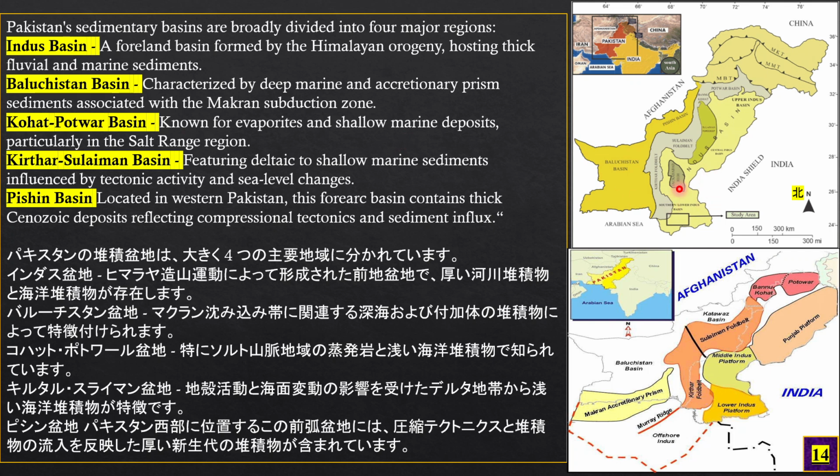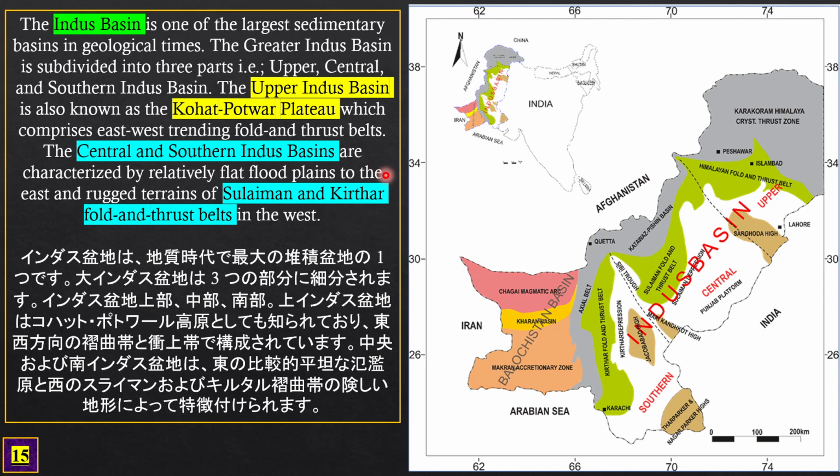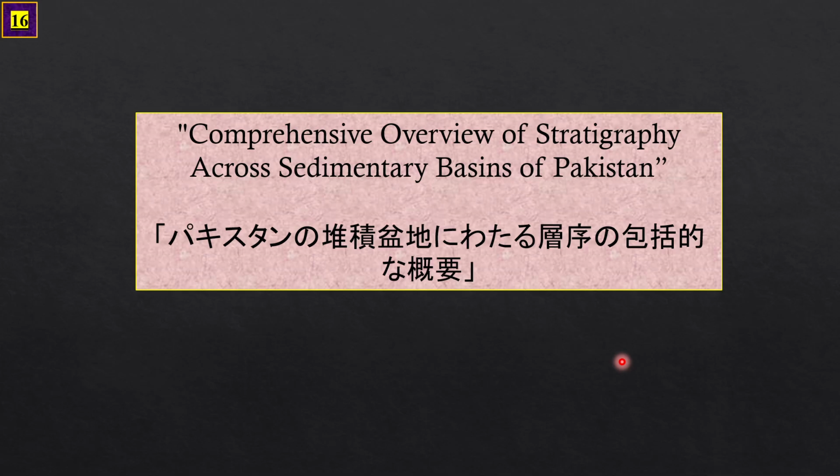These are the different basins: the Indus Basin, Balochistan Basin, and the Kohat and Kirthar basins. These are the different rocks present in these sedimentary basins. The Indus Basin is divided into upper and lower basin, but mostly people also say a central basin is present: the upper is Kohat-Potwar, the central is the Sulaiman Fold basin, and the southern is the Kirthar basin.